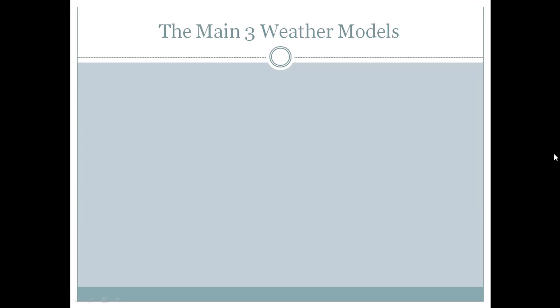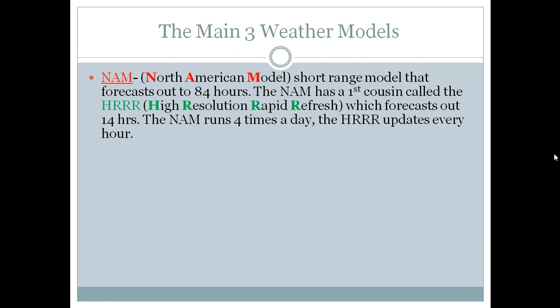Now I want to talk about the three main weather models that you will see often throughout this course. The first one is the NAM, which stands for the North American Model. It's an American-made model, and it's more a short-range model, which means it only forecasts out 84 hours, which is only about 3.5 days. There are different versions of the NAM. As I like to call them, they're the NAM's first cousins.